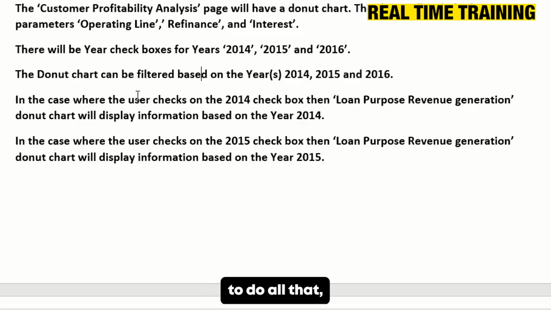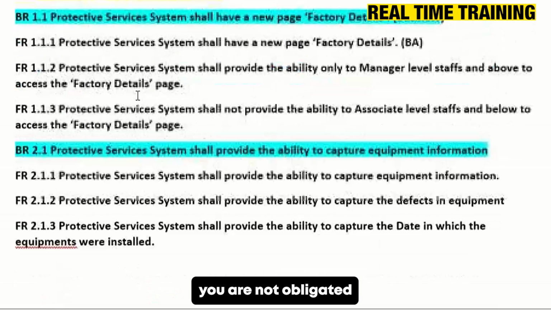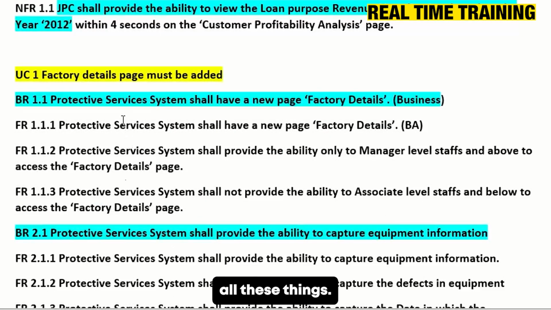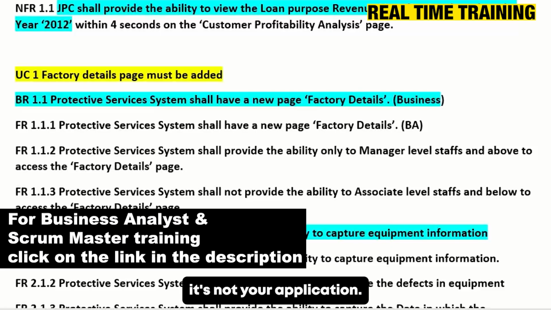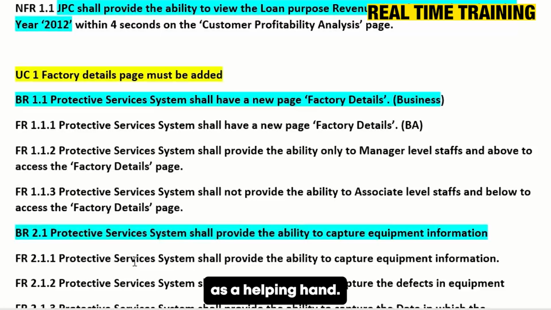If you are able to do all that, it's well and good, but at the end of the day, you are not obligated to explain all these things to the developers. If a developer sees a business requirement document, they should be able to understand everything. We don't have to babysit them and explain everything one by one. It's not school or college. It's not your obligation. But if they do ask you to do that, you're doing it as a helping hand. It's not something you're obligated to do or your responsibility. You're just helping them out. That is something you have to keep in your mind.